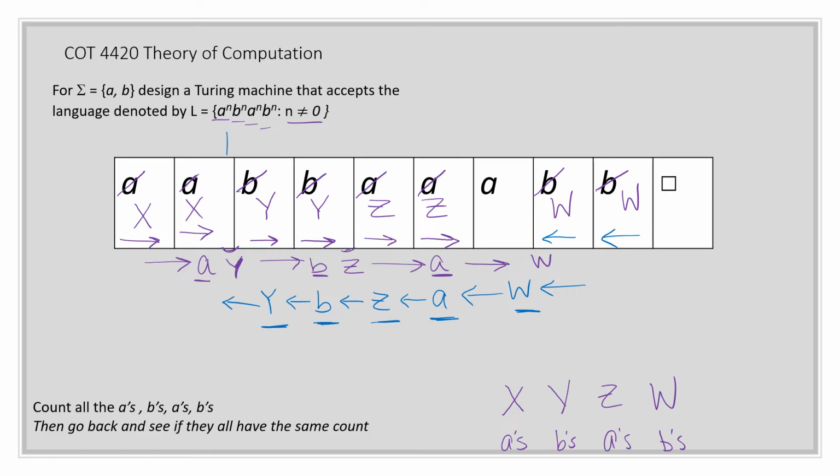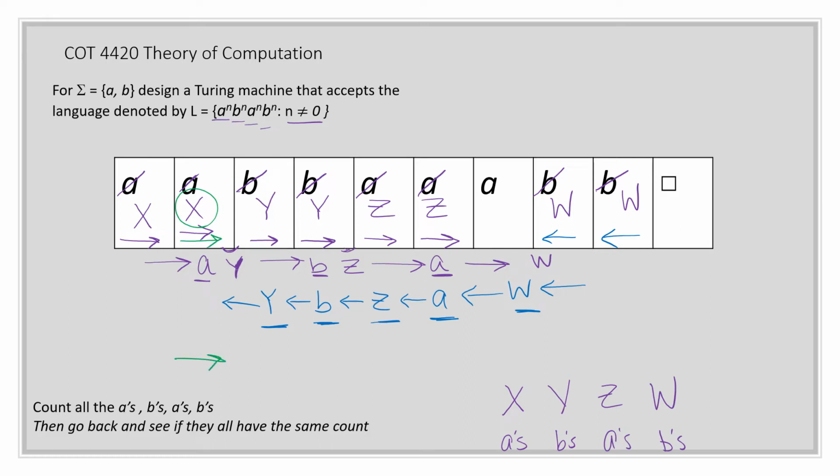So if there was another A, there would be another A here. But we don't have another A. What we did encounter is an X. So when we encounter this X, then we're going to leave the X alone and then start going back right again.